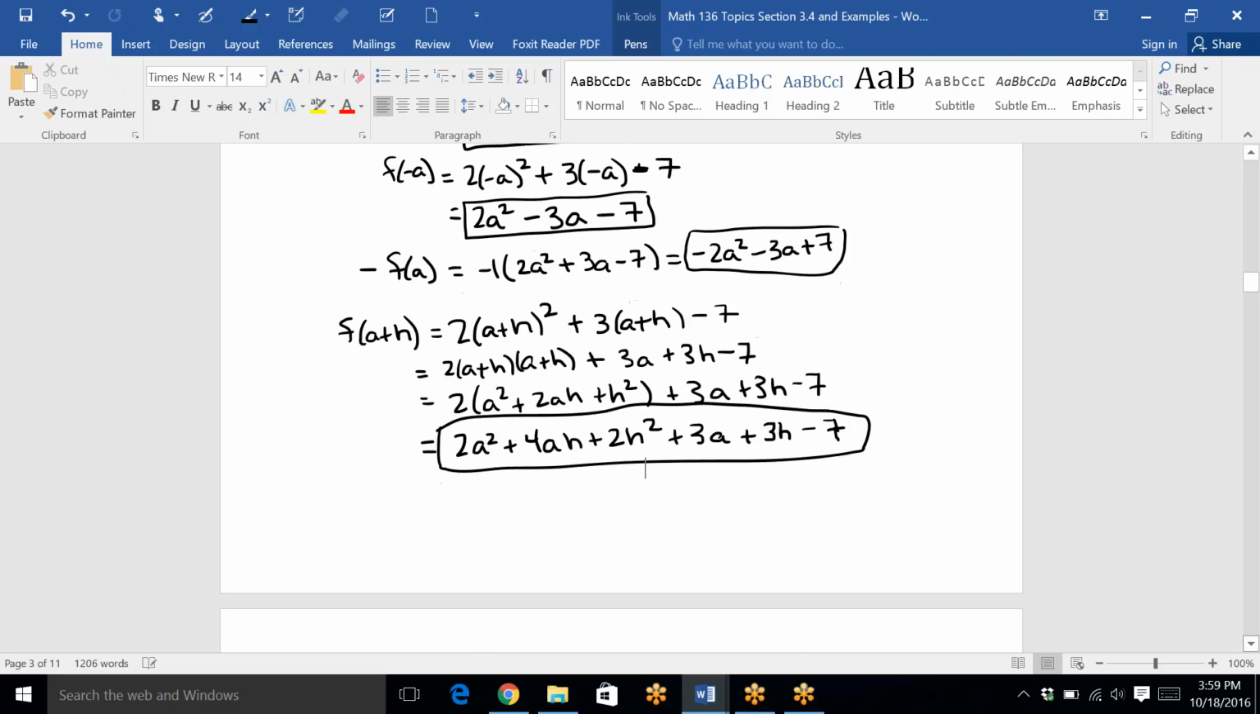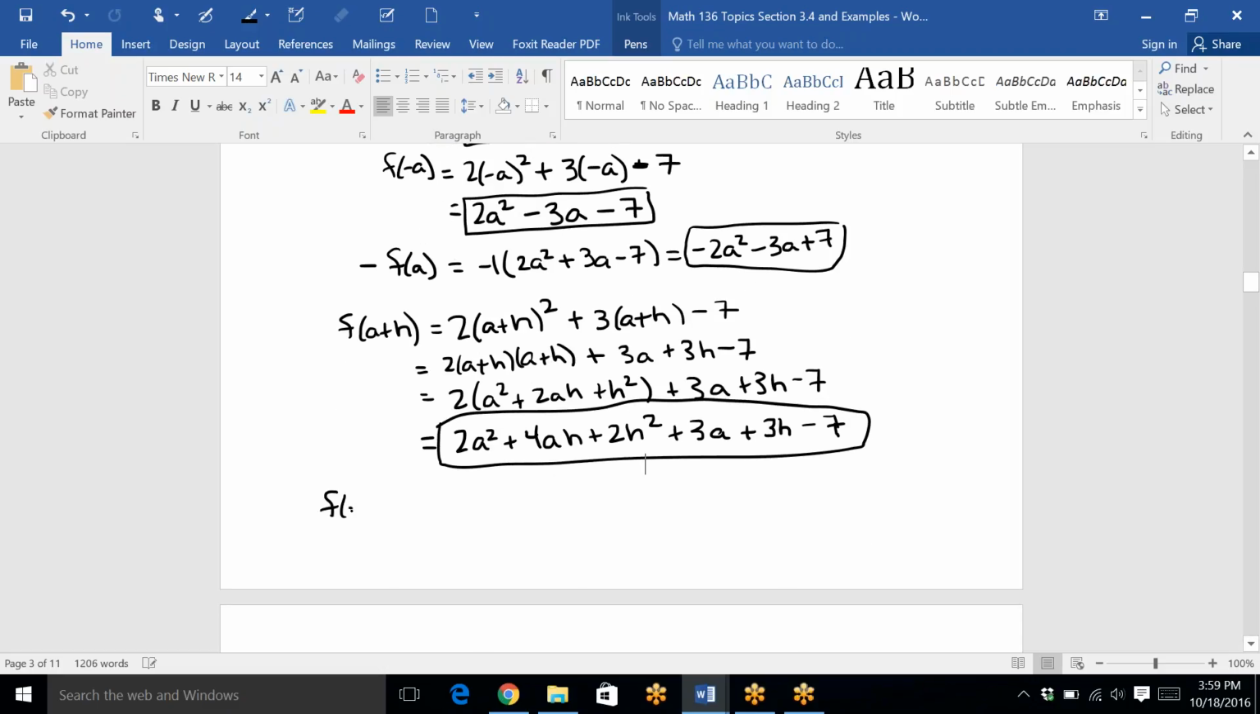And then we're supposed to do f of a plus f of h. That would be f of a is 2a squared plus 3a minus 7. And then plus, we would do the same thing but with h's. So 2h squared plus 3h minus 7. The only thing we can combine is the negative 7's. So 2a squared plus 3a plus 2h squared plus 3h minus 14.